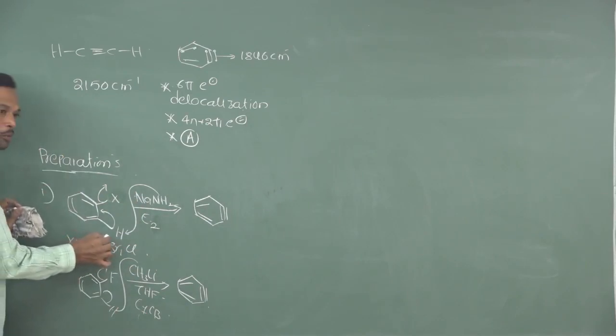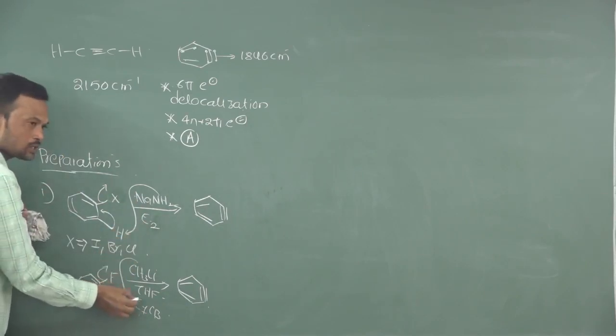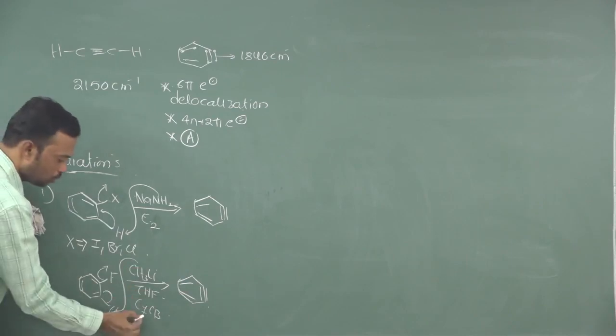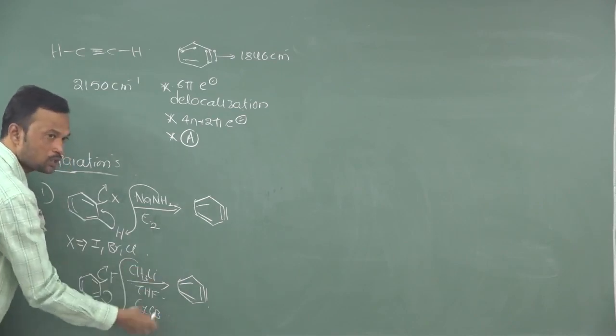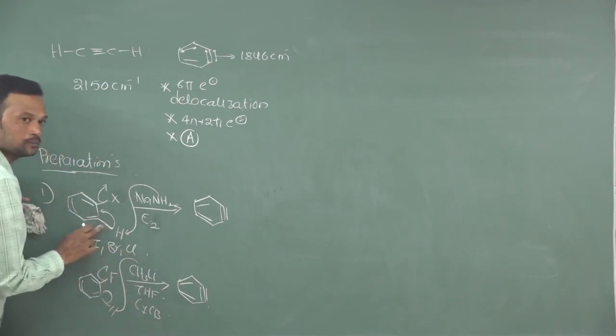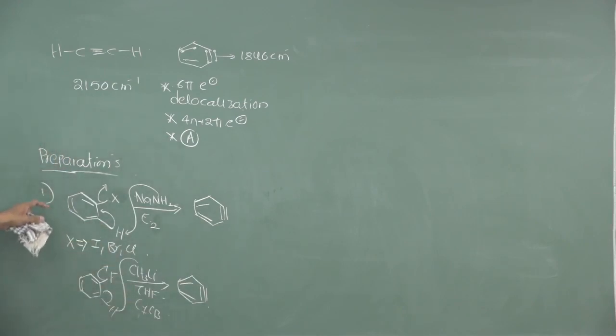In case of iodine, bromine, chlorine, it is E2. In case of fluorine it is E1CB, unimolecular conjugate base elimination. It is a multi-step reaction, two-step, but it is concerted. This I will explain in chemical reactions. One more time it will come. Clear?